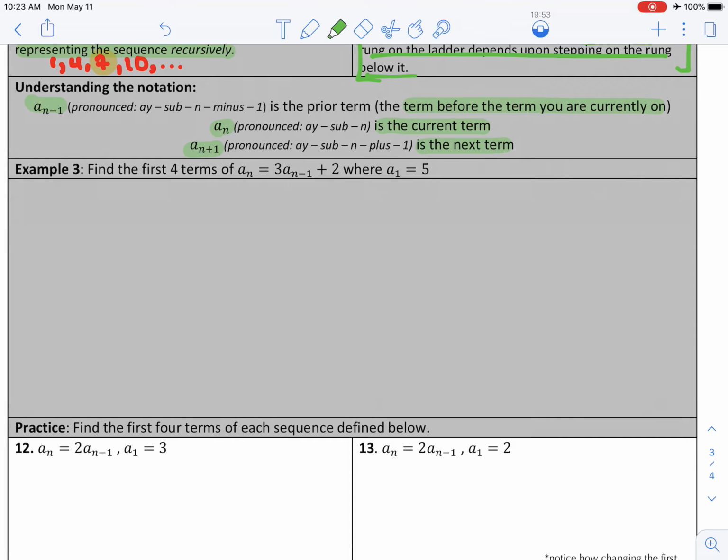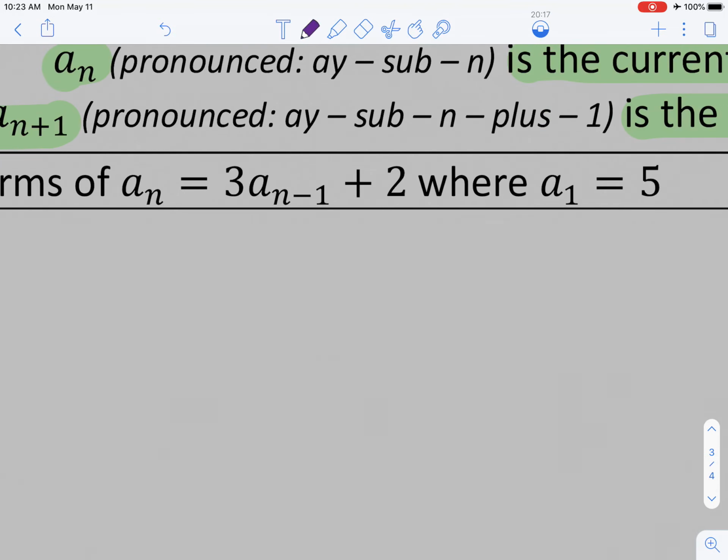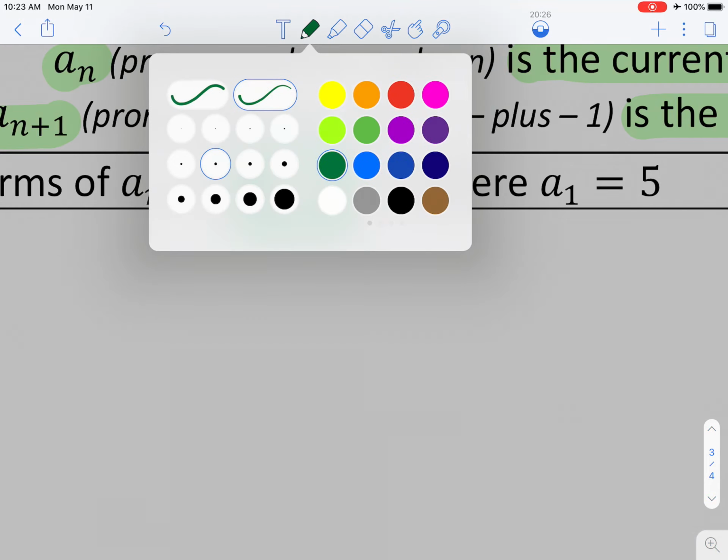So we're going to play with this idea in this next example. I'm going to show you how to write this out with a lot of great mathematical notation, and I'm also going to just talk through it, so you can see two ways to approach this. We're asked to find the first four terms of the sequence a sub n equals 3 a sub n minus 1 plus 2. It's important to understand that because of this notation, a sub n minus 1, we're looking at a recursive definition, or a recursively defined sequence.